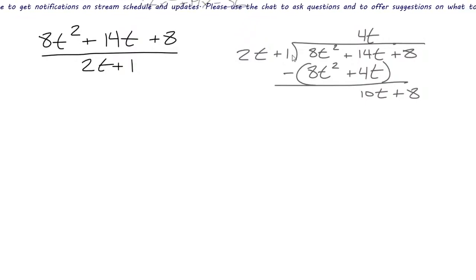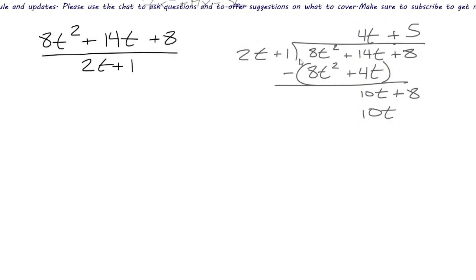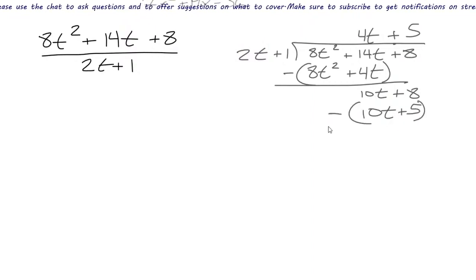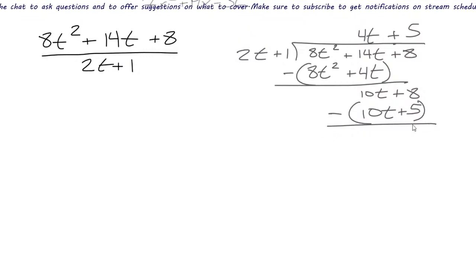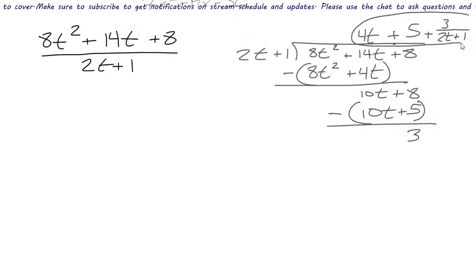And then what can I multiply 2t by to get to 10t? I can multiply by 5. 5 times 2t is 10t. 5 times 1 is positive 5. So we're going to subtract this. This time we are going to be left with a remainder, so we're left with 3. And to show you the remainder, you tack it on the end, so you're going to write plus 3 over 2t plus 1. So you'll have a fraction at the end. This would be your answer.